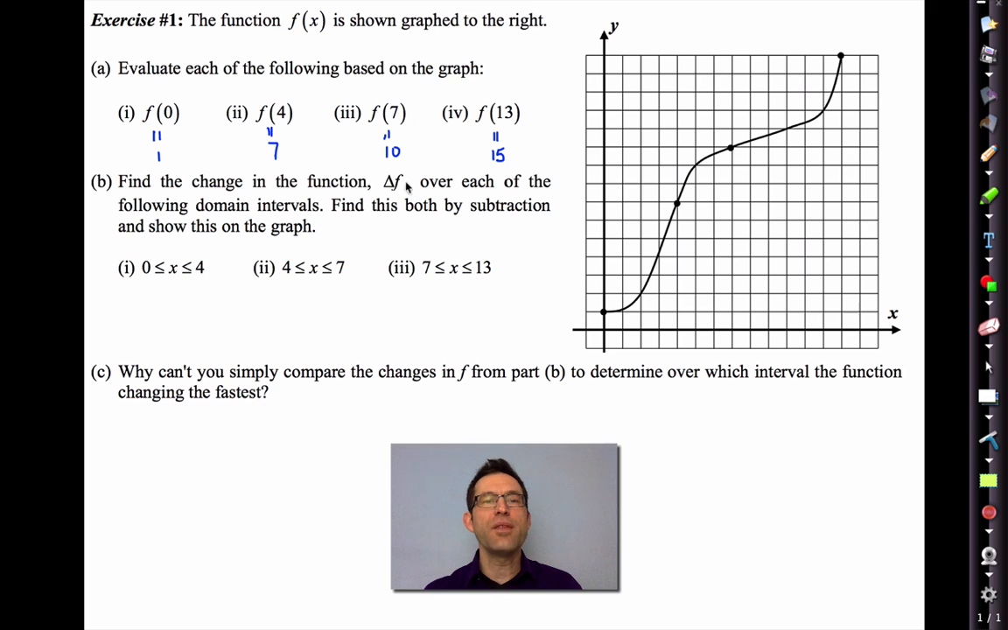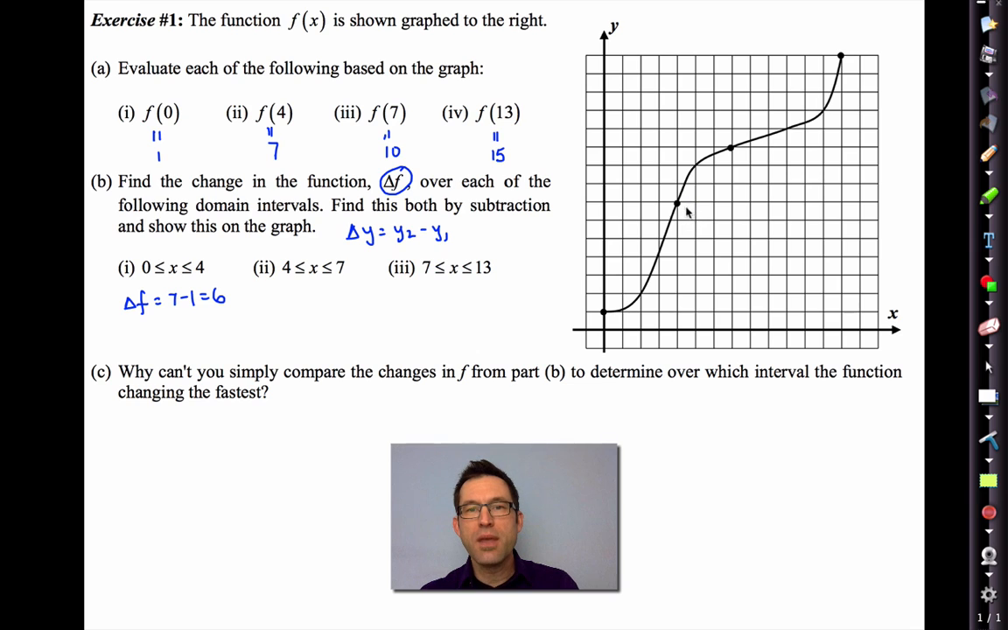Now letter B says find the change in the function. Remember this notation, delta, change in, over each of the following intervals. Find this both by subtraction and show this on the graph. Anytime we're trying to figure out the change in y, that's always y2 minus y1. So from 0 to 4, the change in the function's value is 7 minus 1, or 6 units.